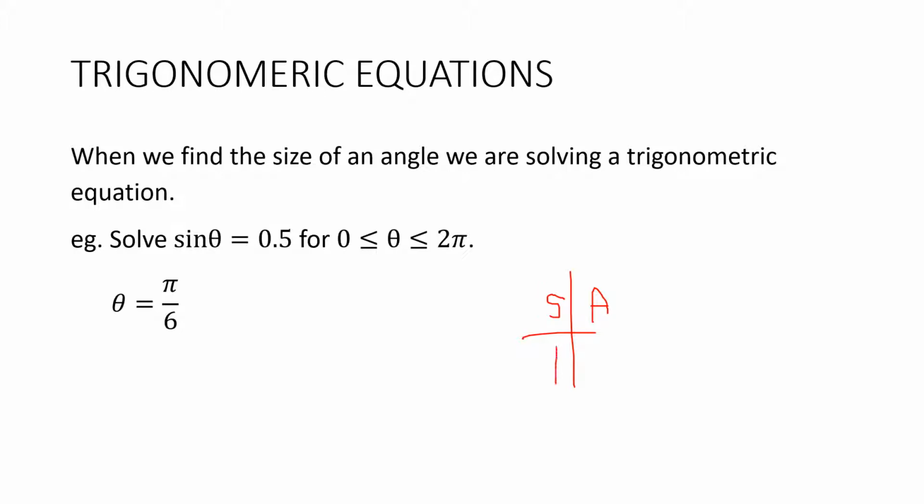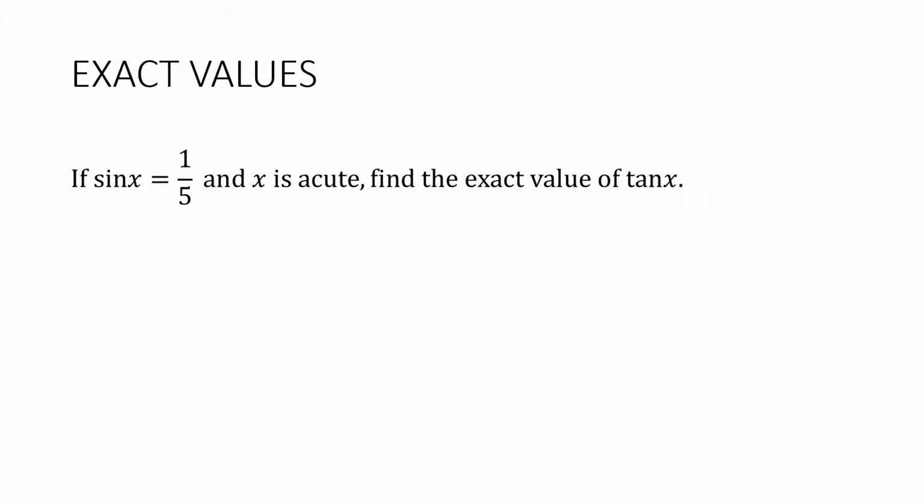Then we need to draw up our all stations to central diagram, because there's going to be another angle. Okay, let's see. We want sine being positive, so that's here and here. We've already got the acute angle. This one here is going to be pi take away pi on 6. Just write it as theta. Pi take away pi on 6 is 5 pi on 6. So there's our answer.